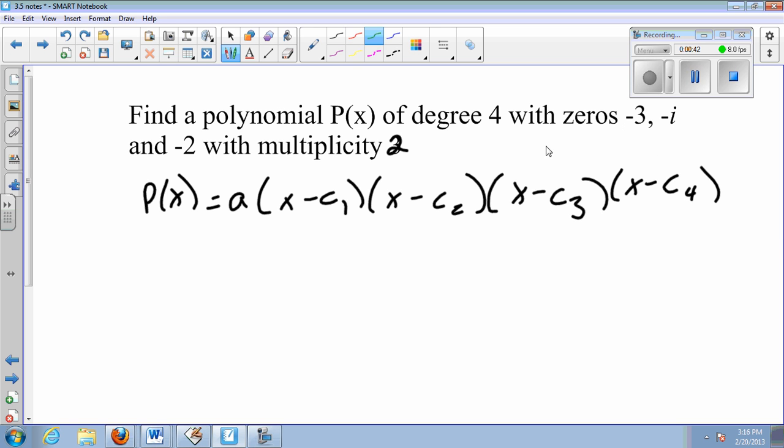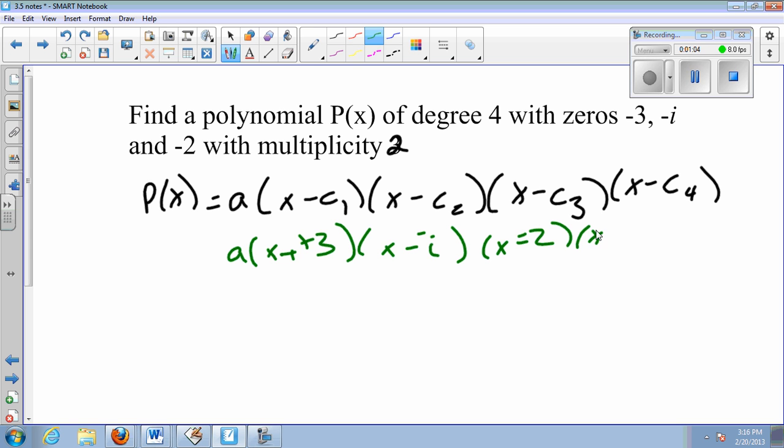So -3 is our c1. And we have minus and negative, which turns to a positive. x minus i times x minus 2 times x minus negative 2. So these all change to a positive.